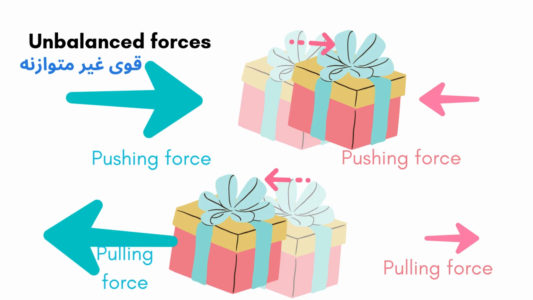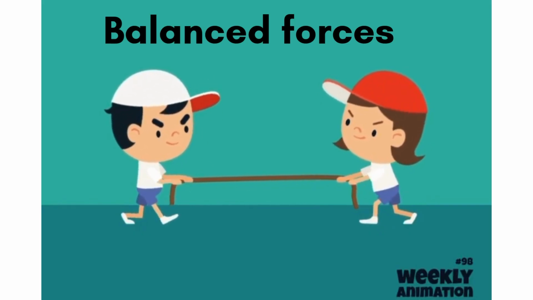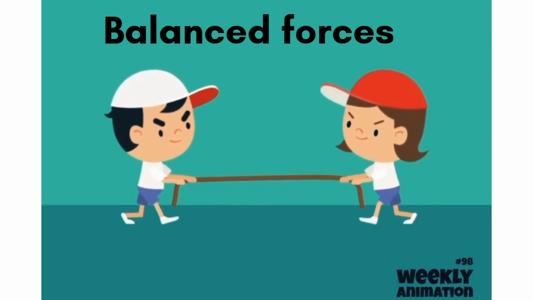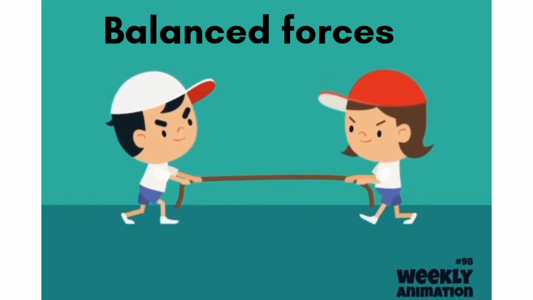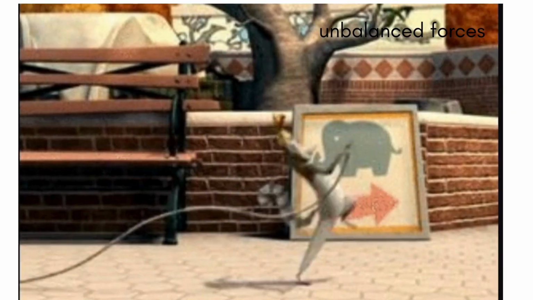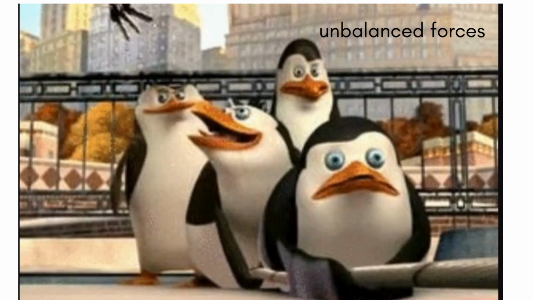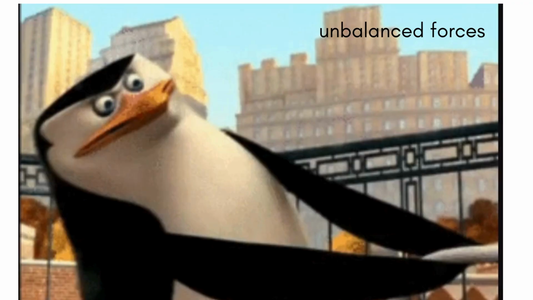Okay? So simply, the object will not move if it is affected by balanced forces, as the forces are equal and in opposite direction. And the object will move if it is affected by unbalanced forces, as the two forces aren't equal. One is greater than the other and both of them are in opposite direction.